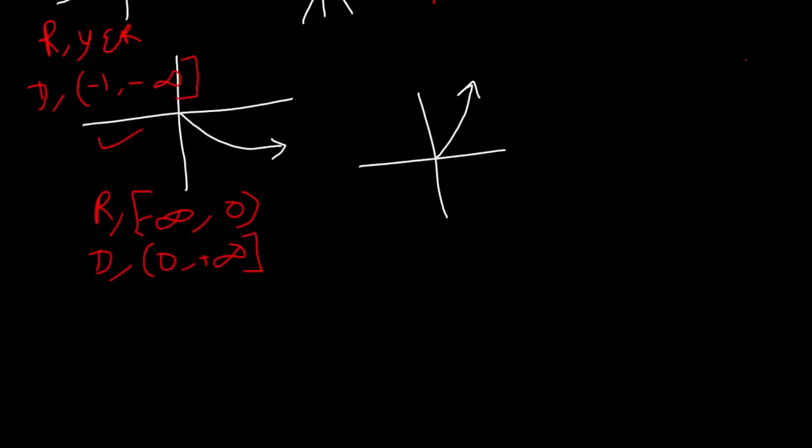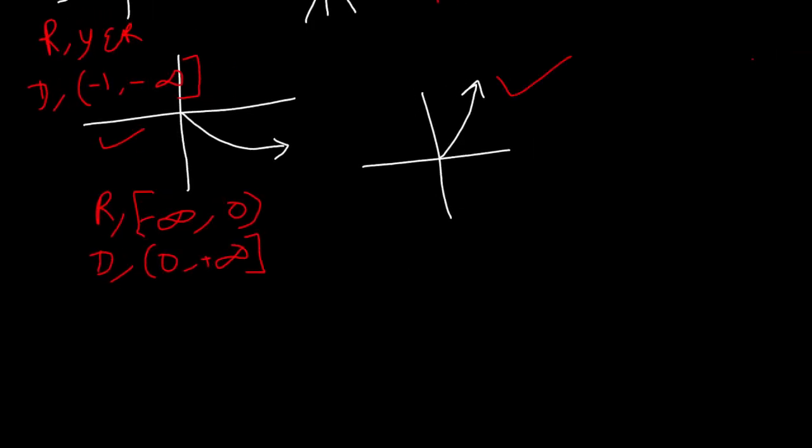This one here, what is the range and the domain? So it ranges from 0 to positive infinity, and the domain is from 0 to positive infinity. So the range and domain of this last graph are the same.